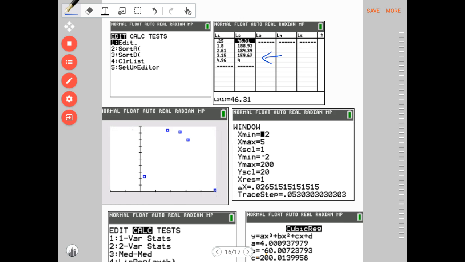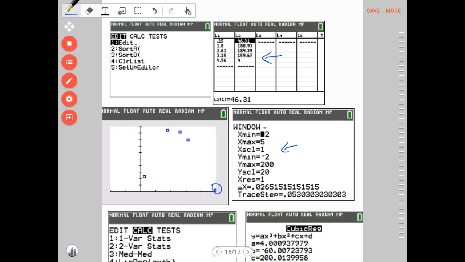When you hit graph for the plots, you don't see much right away. The reason why you don't see much right away is the volume is quite high. Your standard window only goes up to 10. So you'd see maybe the last point right there, but you wouldn't see any of the other stuff. So what I did is, you can see my window setting right here.